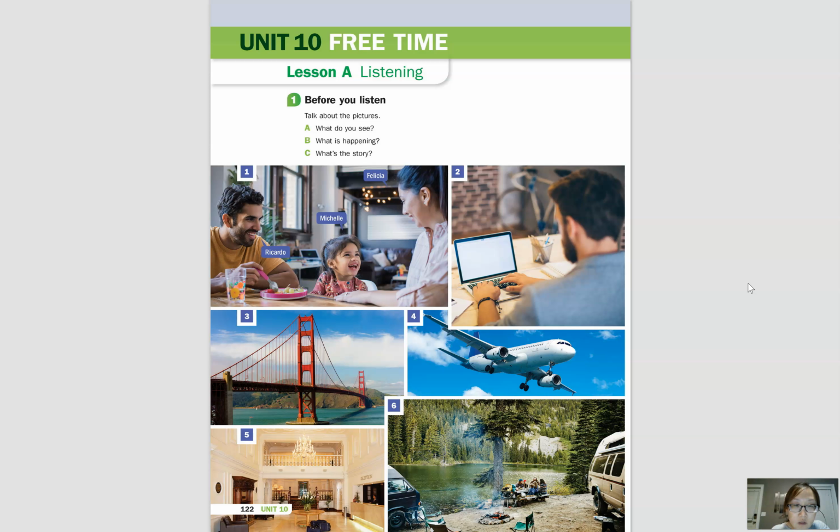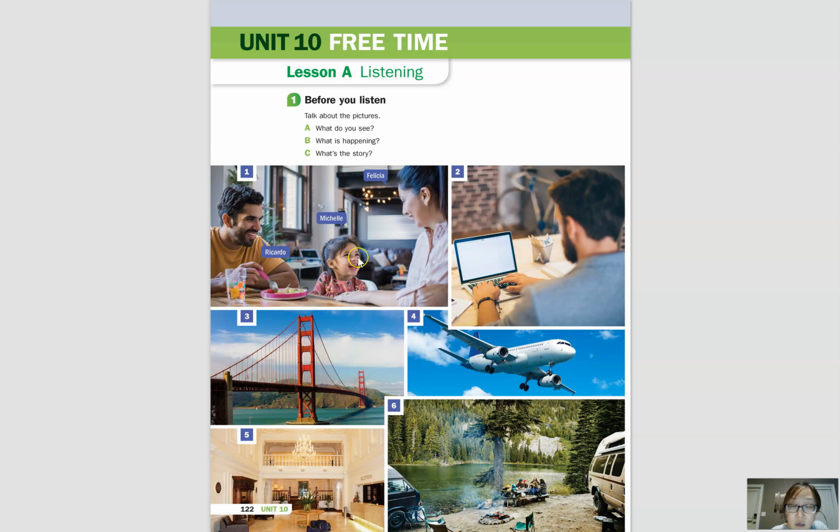Okay, so we might say in picture number 1, Ricardo, Felicia, and Michelle are enjoying lunch or maybe breakfast at their home. It doesn't look like a restaurant, so again we might say Ricardo, Felicia, and Michelle are enjoying breakfast or lunch at their home. And they are probably a family because Michelle looks very young, like she could be their daughter.